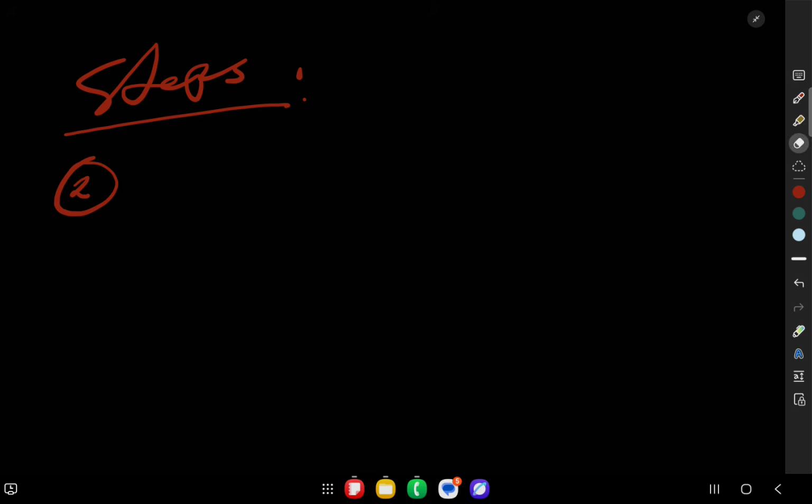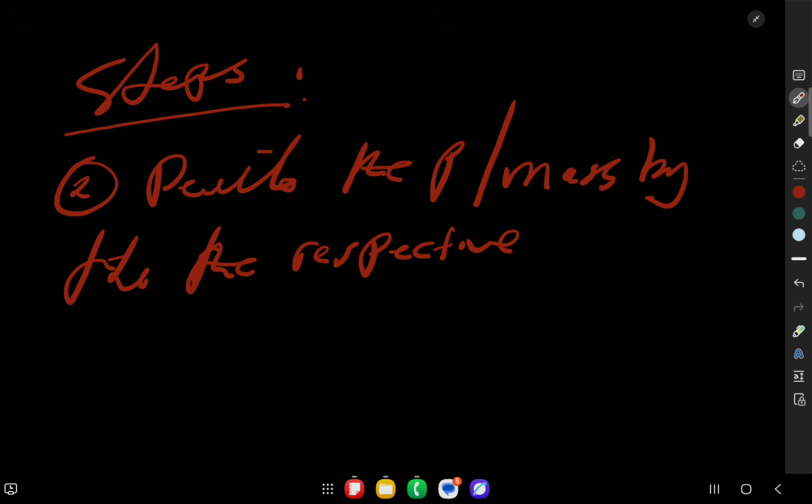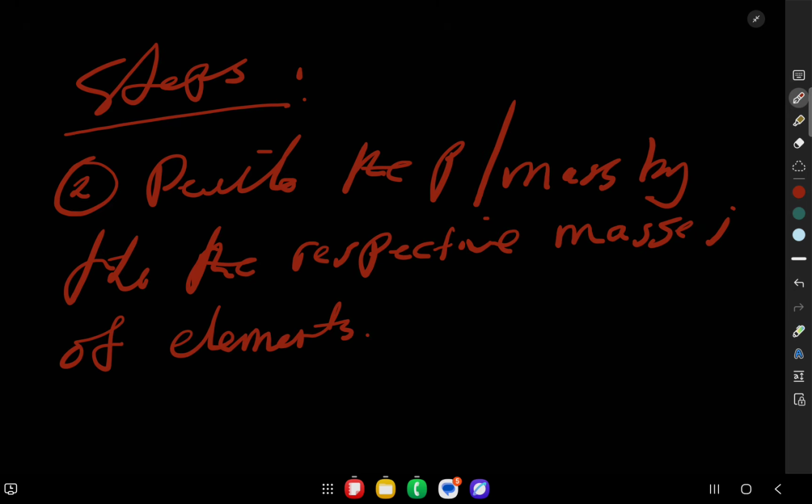You're going to divide the percentages or the masses by the respective molar masses of the elements.